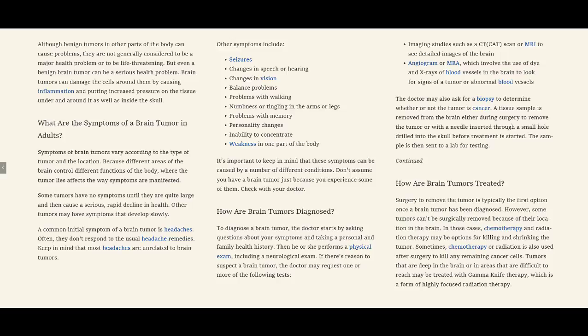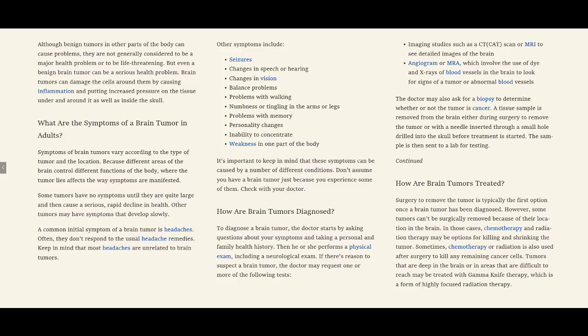What are the symptoms of a brain tumor in adults? Symptoms of brain tumors vary according to the type of tumor and the location. Because different areas of the brain control different functions of the body, where the tumor lies affects the way symptoms are manifested. Some tumors have no symptoms until they are quite large and then cause a serious, rapid decline in health. Other tumors may have symptoms that develop slowly.